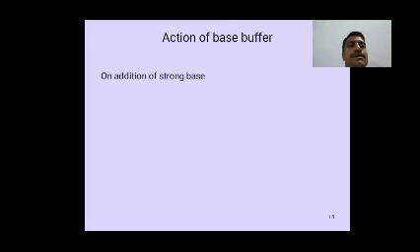Action of base buffer solution on addition of strong base. A strong base like NaOH, on addition to the base buffer solution, produces OH minus ions. The OH minus ions from the strong base combine with ammonium ions to form weakly dissociated ammonium hydroxide. Hence, the pH does not change.